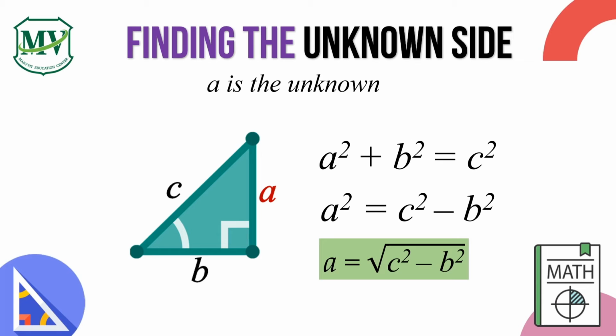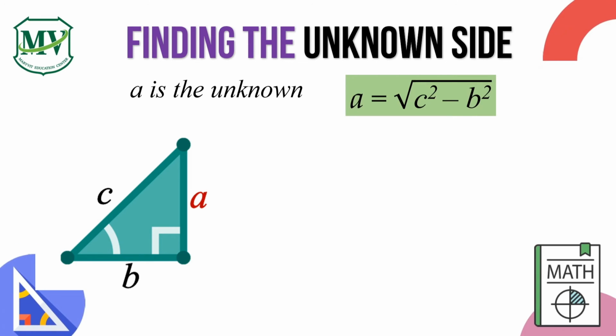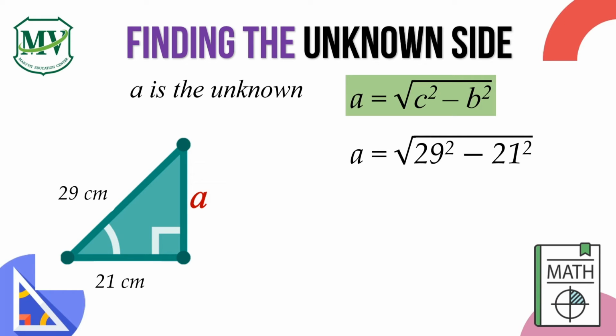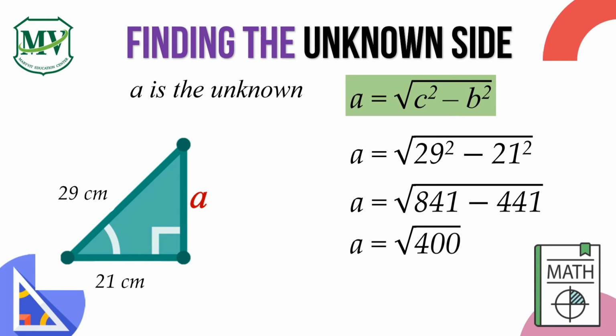Let me give you another example. Let's say that c equals 29 centimeter and b equals 21 centimeter. So let's substitute the value. 29 squared minus 21 squared. 29 squared equals 841 and 21 squared equals 441. 841 minus 441 equals 400. Square root of 400 equals 20.